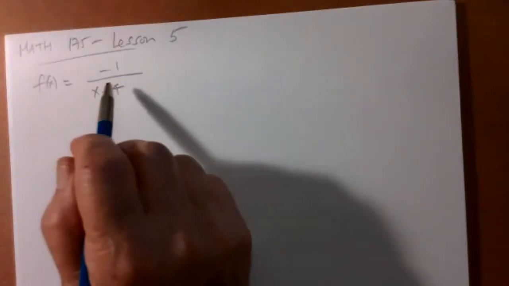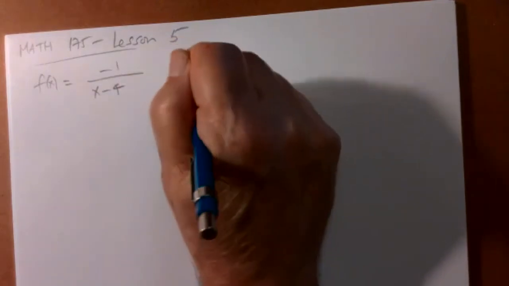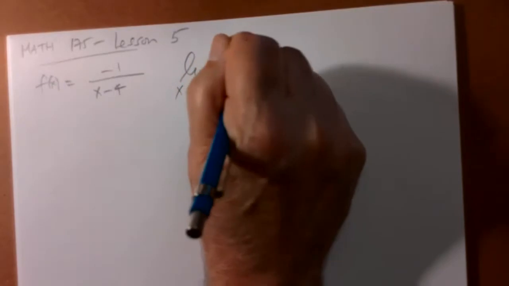Okay, so lesson five in calculus one. We have the function f of x is minus 1/(x-4), and we want to find the limit as x approaches 4 of this function.